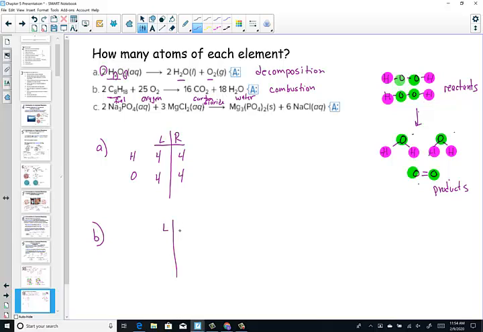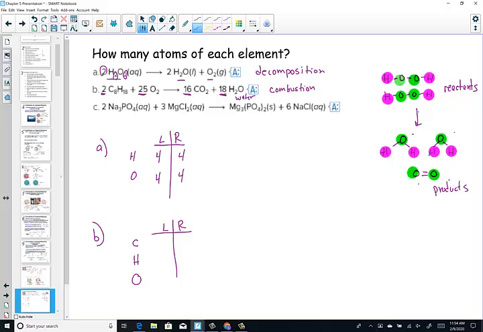Let's create a T-chart that represents the left side of the arrow and the right side of the arrow. We have to count carbons, we count hydrogens, and we count oxygens. Those are the three different elements presented in our equation: C's, then H's, then O's. 2, 25, 16, 18 is our coefficient ratio. That tells us how many individual molecules we have.